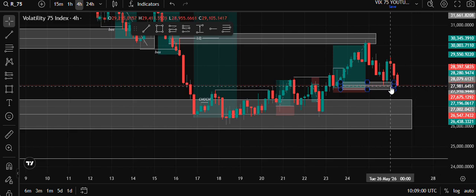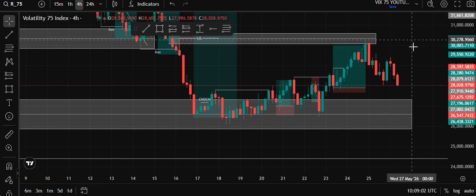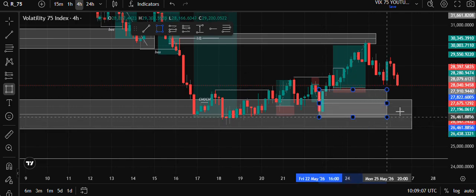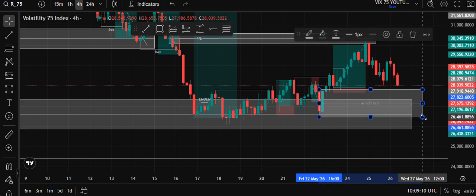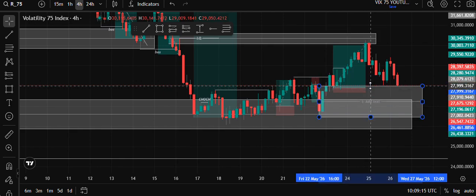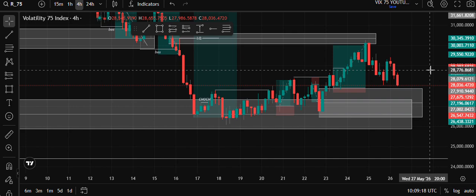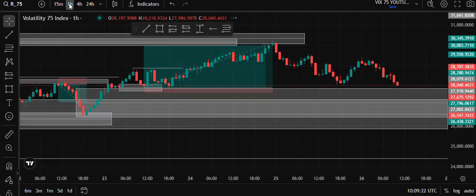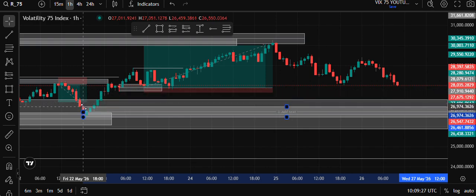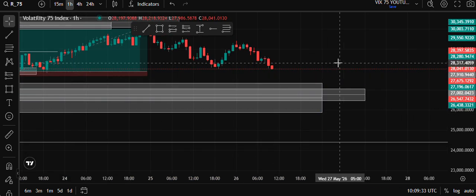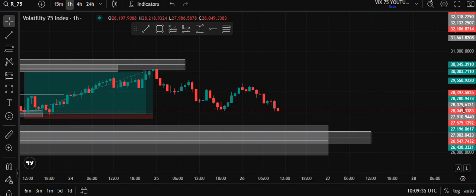So we removed this. I moved my entry from that very level there up all the way to this 4 hours level. Now I still came to the 1 hour level to refine it. I did come to the 1 hour level to refine it. So on the 1 hour, this is where my entry is around here, after refining it.